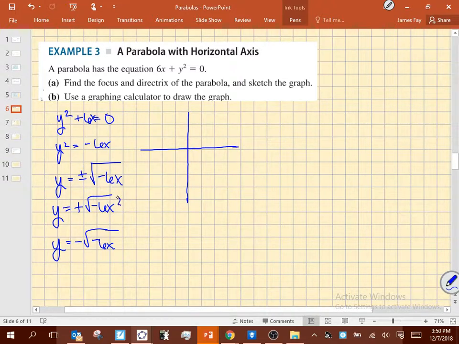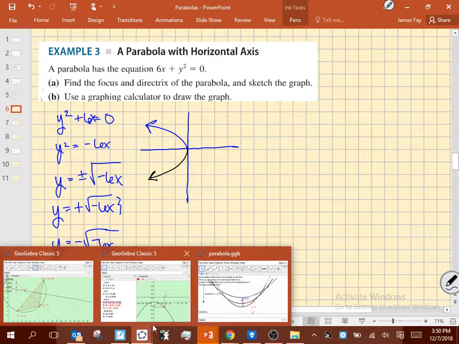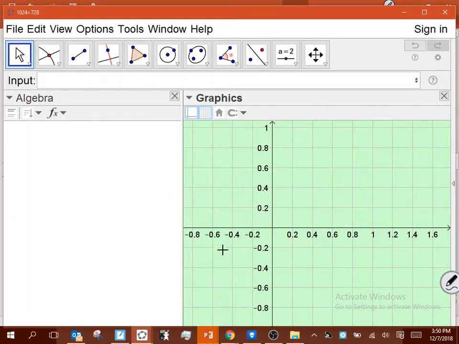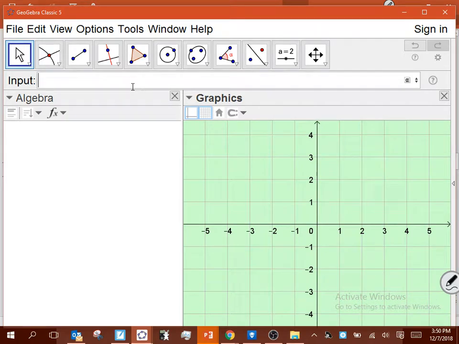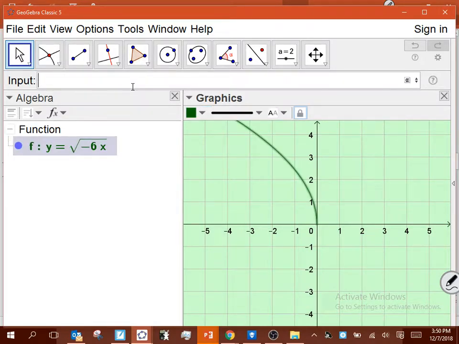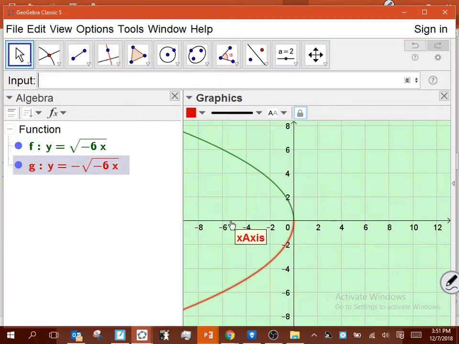So this thing here would give me a curve that looks like that. The one on the bottom would give me a curve that looks like that. If I put them together, obviously you get that parabola. Just showing that, just so you're convinced, with GeoGebra. If I go y equals the square root of -6x, you see that branch. If I go y equals the opposite, the negative square root of -6x, you get that bottom branch, and then together those are the parabola.